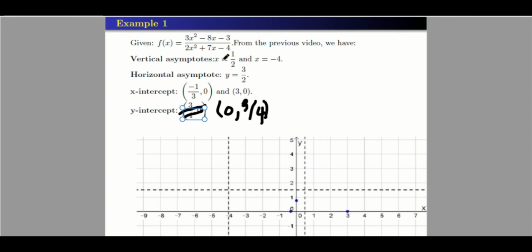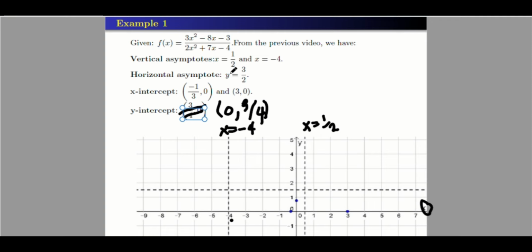The vertical asymptotes we have x equals 1/2. So here on the x-axis we have x equals 1/2. This broken line is x equals positive 1/2. It's at the right side of 0, between 0 and 1. Then we have another vertical asymptote, x equals -4. On the left side we have x equals -4.